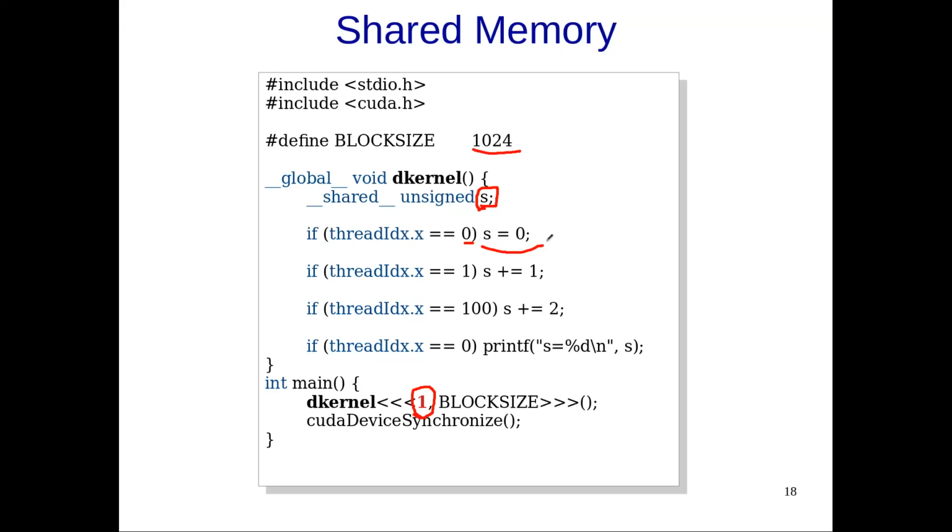Is it guaranteed that at this stage, the other warps are waiting for s equal to 0 to happen? So we'll assume that this is going to contain some garbage initially, which is actually the case. So s equal to 0, when it happens, is it guaranteed that it will always be executed first before, let's say, s plus equal to 1 happens, or s plus equal to 2 happens, or when this printf is occurring? Any suggestions on that?